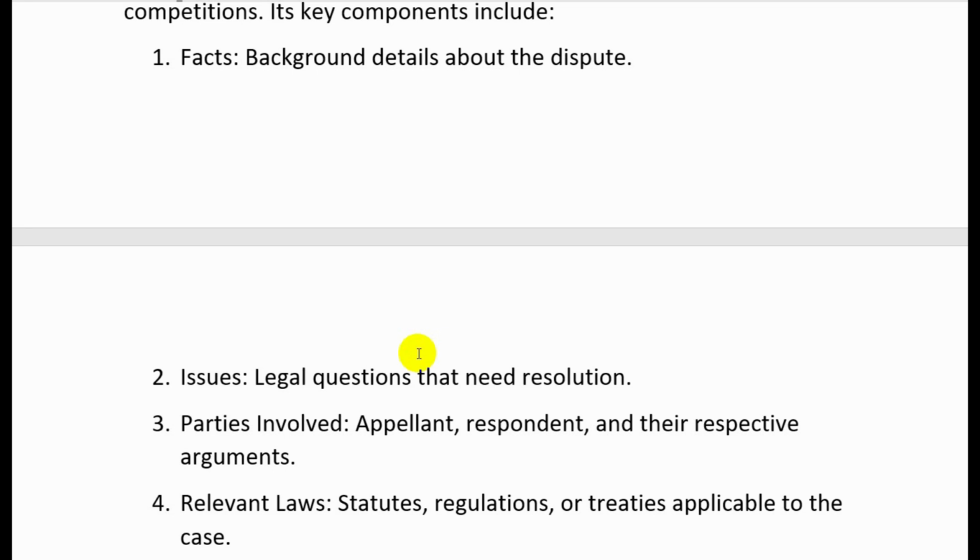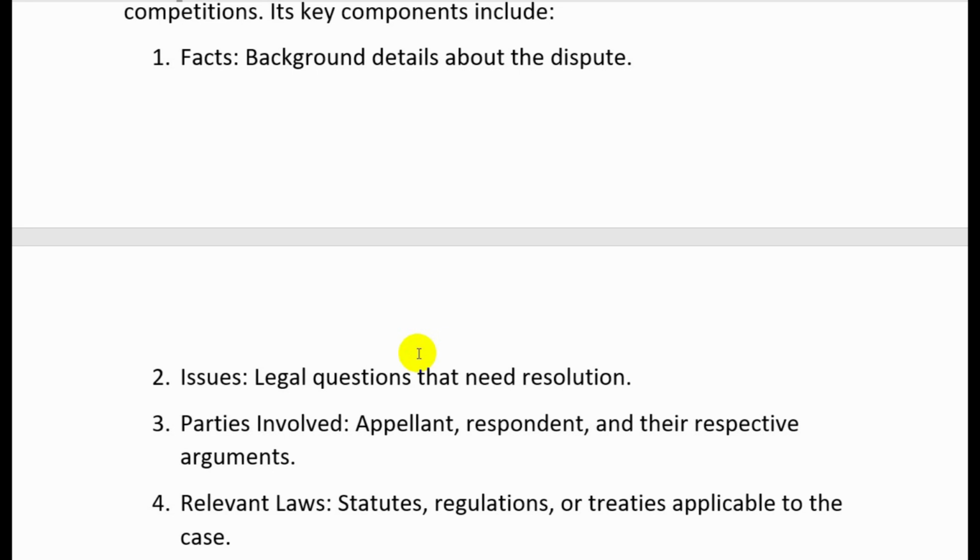What is the purpose of the petition? What is the purpose of coming to the court itself? These are the issues. This needs to be addressed. So one is looking for a resolution for addressing these problems. So issues are basically problems which need solutions or answers. So that is why we are approaching the court.